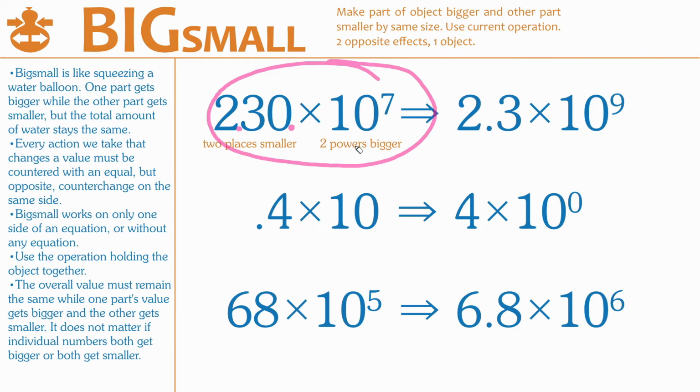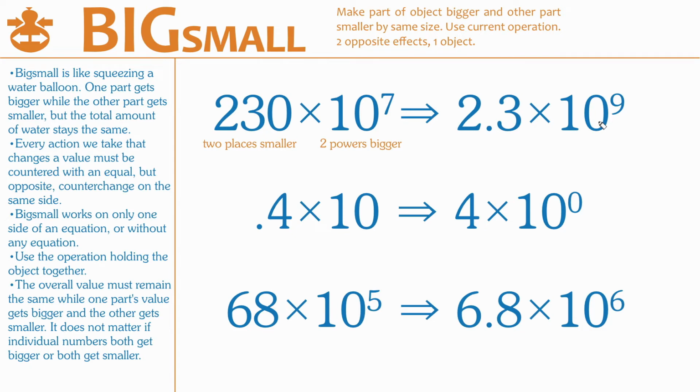So I'm going to do a bigger, smaller, all right here. So if I have made this part, this factor, 2 places smaller, how do I make my 10 to the 7th 2 places bigger? Well, 2 places, this is like dividing by 100, multiply by 100, my exponent increases by 2. So 2 places smaller is balanced out. It is countered by 2 powers bigger. 2.3 times 10 to the 9th.